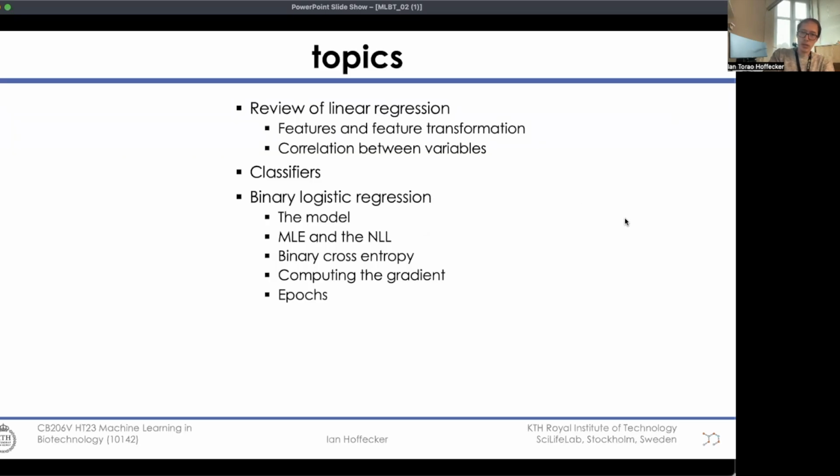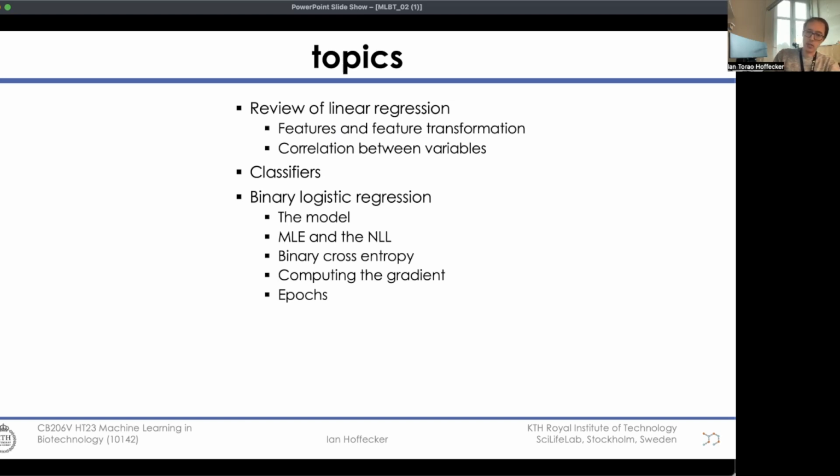So the topics I'm going to go over are first a bit of a review of linear regression, which we talked about previously, about the features that one gets from linear regression and how we'll transform these when we start thinking about logistic regression. And we're going to look a bit at correlation between variables and how this relates to the performance of a linear regression model. And then the idea here is that this is sort of the foundation for the topic of logistic regression, which is a type of classifier.